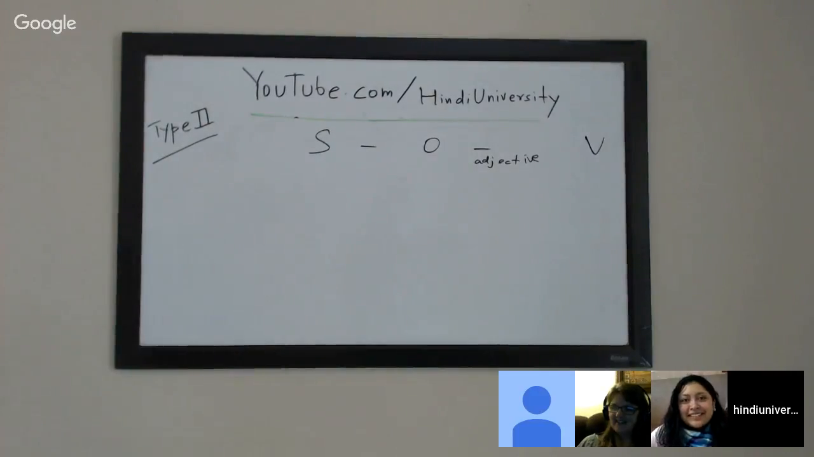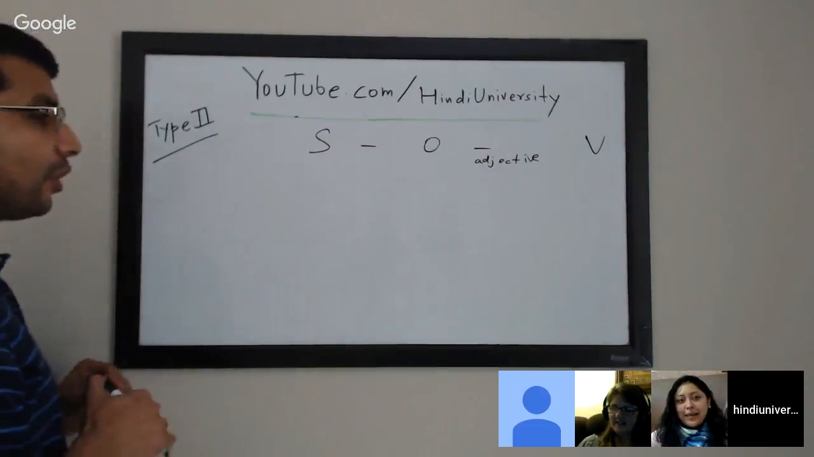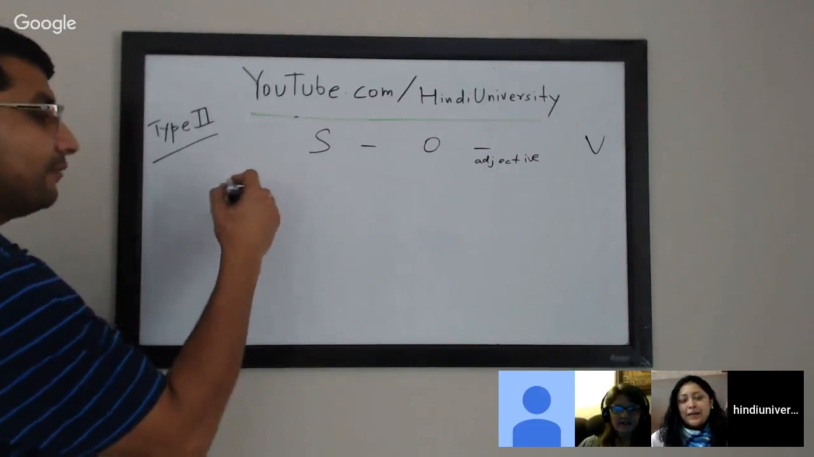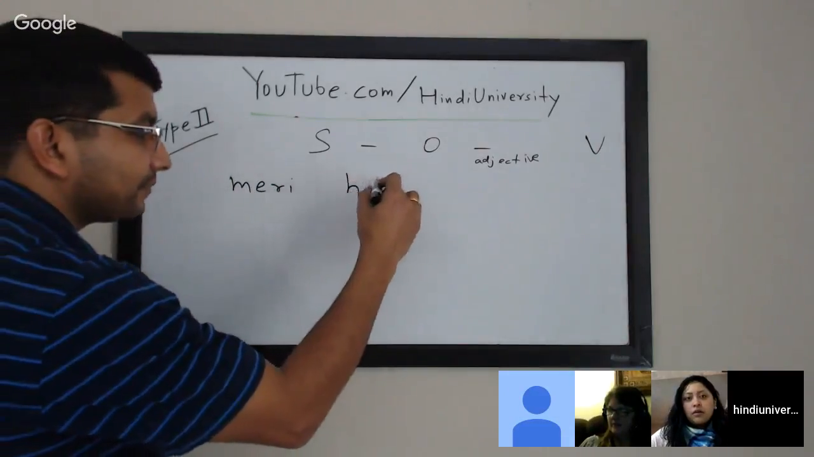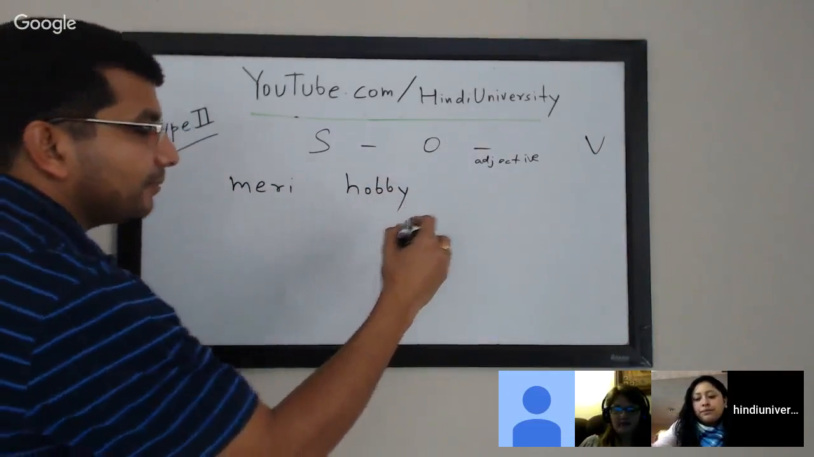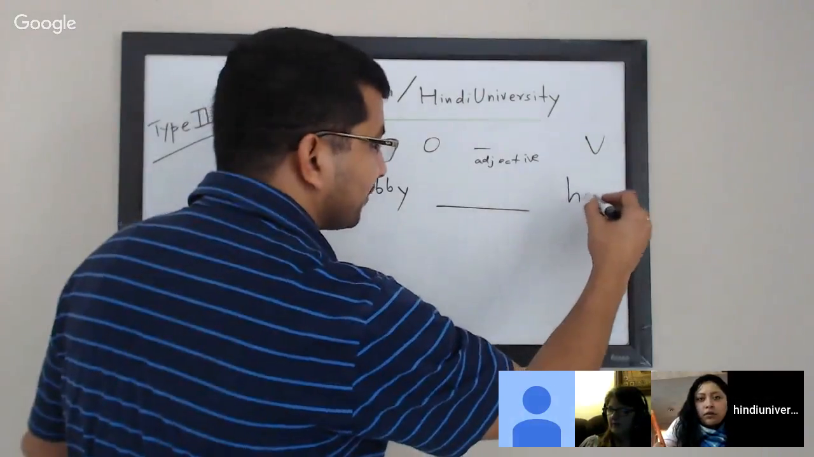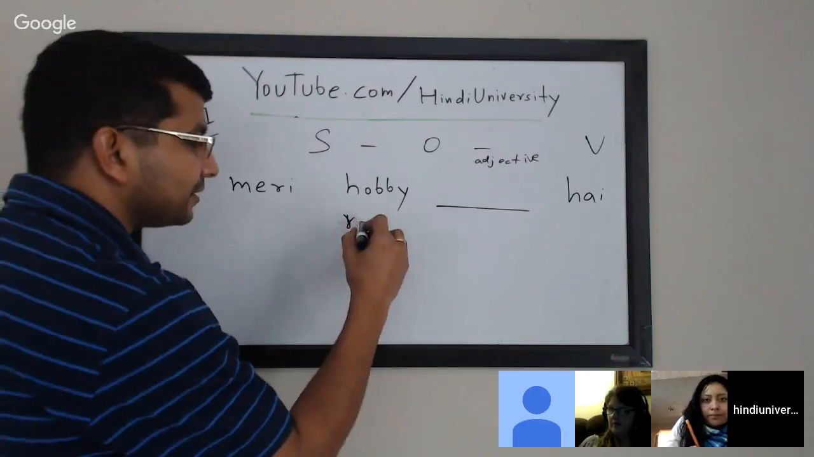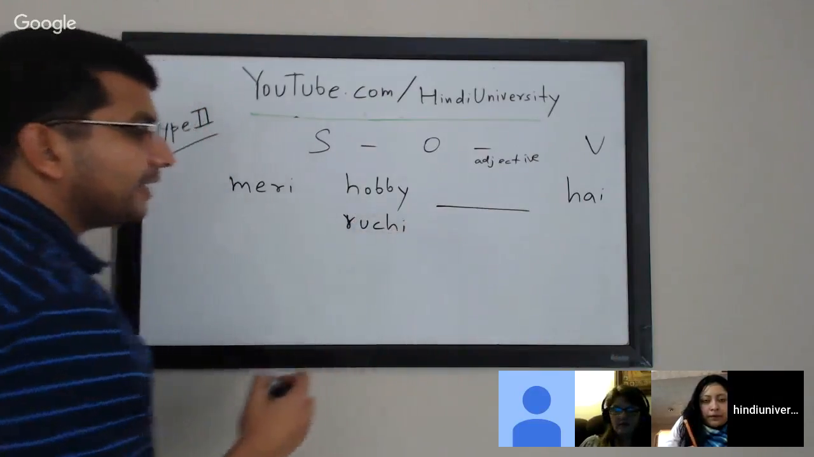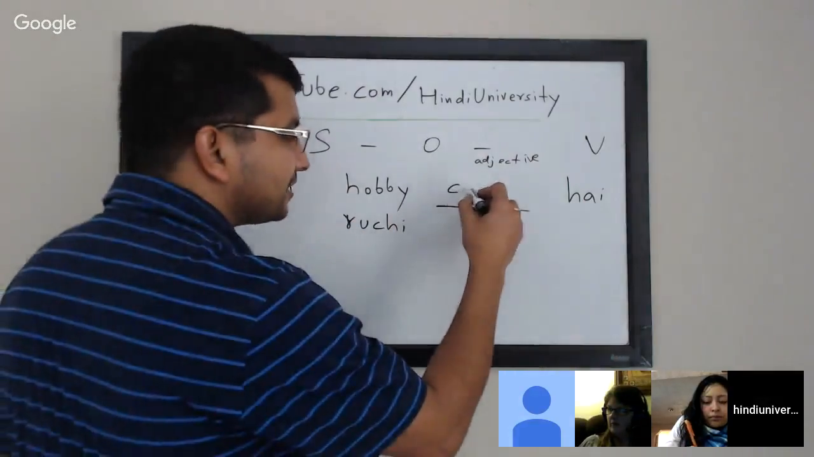Okay, so let's keep going. Now let's say you're proud of food and you want to talk about it. Okay, first you can say मेरी hobby. Okay, let's say you want to say something. Hobby is nothing but रुचि. Okay, you can say मेरी रुचि. Let's say you can say cooking.